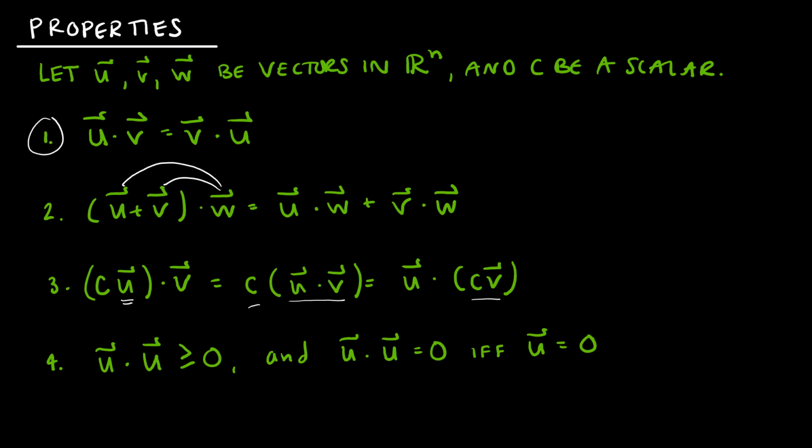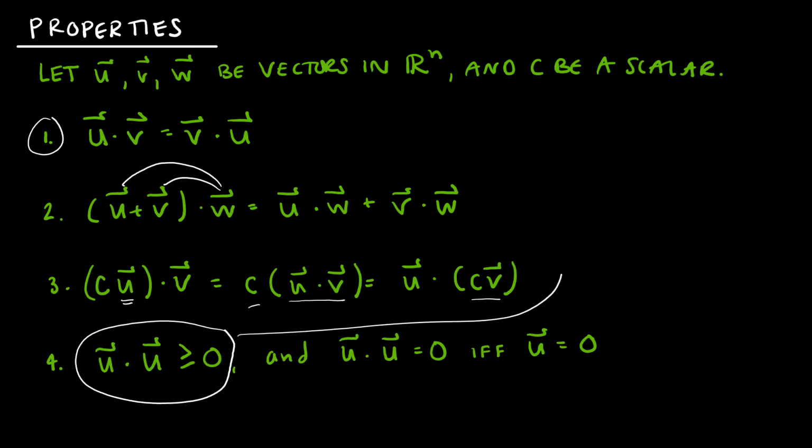The last one is the craziest one, I guess, and the only one that really requires us to think about it in a little more depth. It says that the dot product of u with u is greater than or equal to 0, and also that the dot product of u with itself is equal to 0 if and only if that vector u is the 0 vector. So let's look at this one, because that might not be immediately obvious, and maybe it is, and if so, that's great.